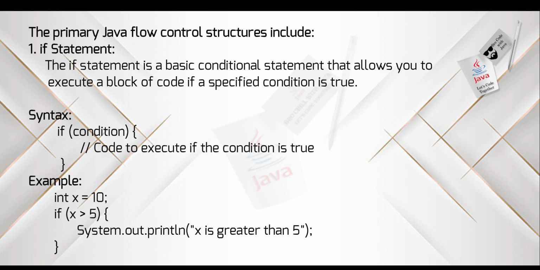1. If statement. The if statement is a basic conditional statement that allows you to execute a block of code if a specified condition is true. Syntax. Here if condition is true, it enters into the if block. Example. Here x value is greater than 5, so the condition returns true and enters in the if block.